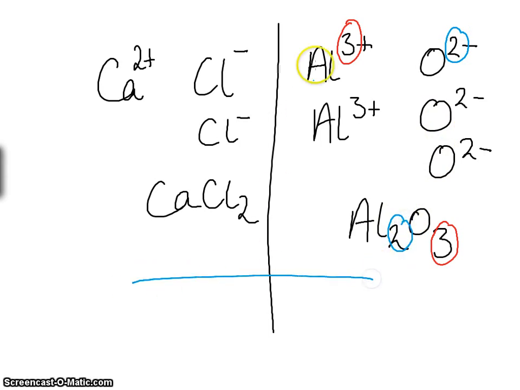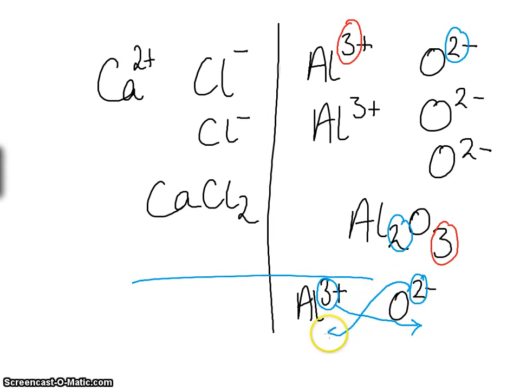So if we write that formally out here, Al3 plus and O2 minus, and then if we cross over, the 3 plus needs to be down here, and the 2, there's the crossing over, that needs to be down there, we end up with our expected formula Al2O3.